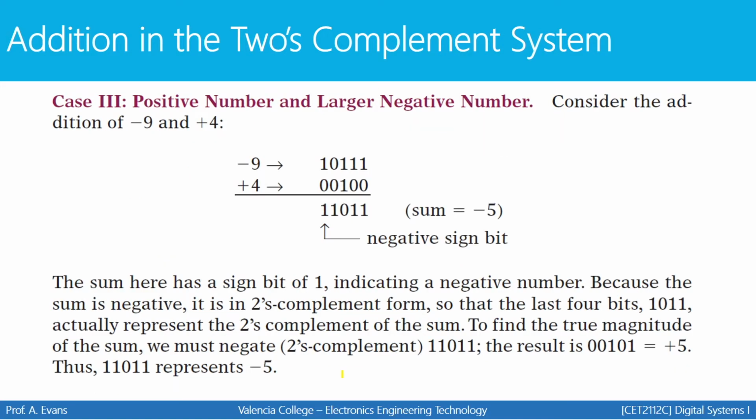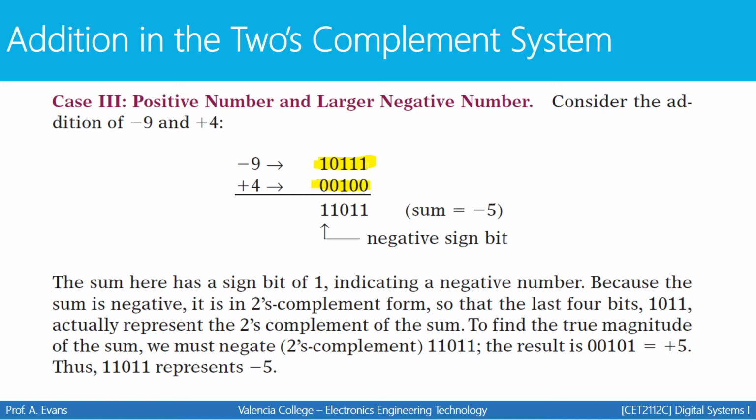If you have case 3, where you have a positive number and a larger negative number, for example, what if we have negative 9 and positive 4? Well, I know that negative 9 and positive 4 combined should be negative 5. So if I take the number negative 9 and write it in 2's complement form, I'll get 10111. If I take the number 4 and write that in 2's complement form, remember that's a positive number, so you really don't have to convert it. You just have to write it out using 5 bits. This is what I'll get.